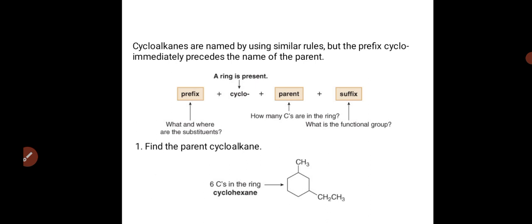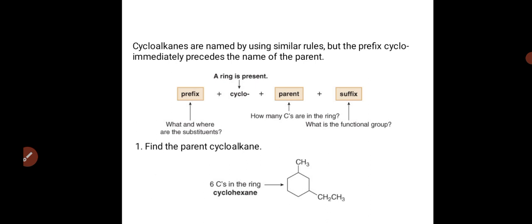Then the cycloalkanes are named by using similar rules, but the prefix cyclo immediately precedes the name of the parent. So the parent always comes as cyclo. So prefix plus cyclo plus parent plus suffix.